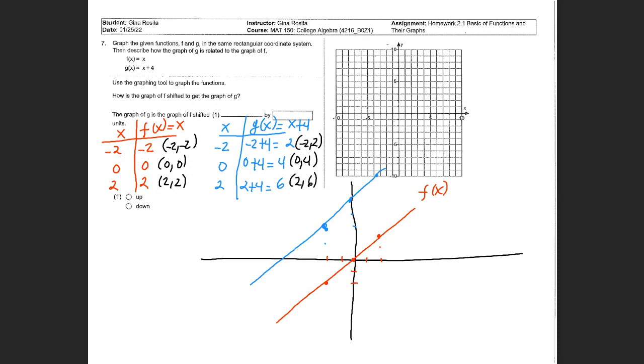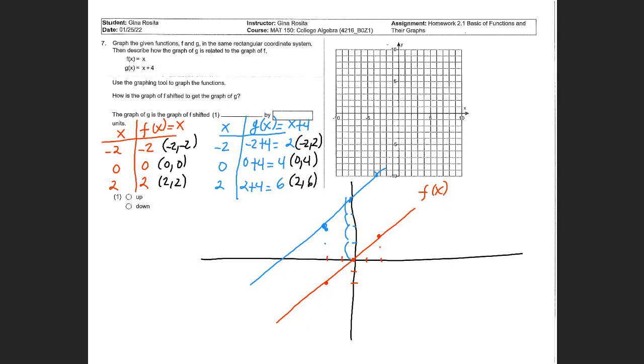Okay, now look, it is parallel, yeah? Now look at how much. So look at what the question is. The graph of g is the graph of f shifted. Shifted by what? Up or down? Okay, this is going up. Yeah, this is up. 1, 2, 3, 4. Up. So you choose the answer up.